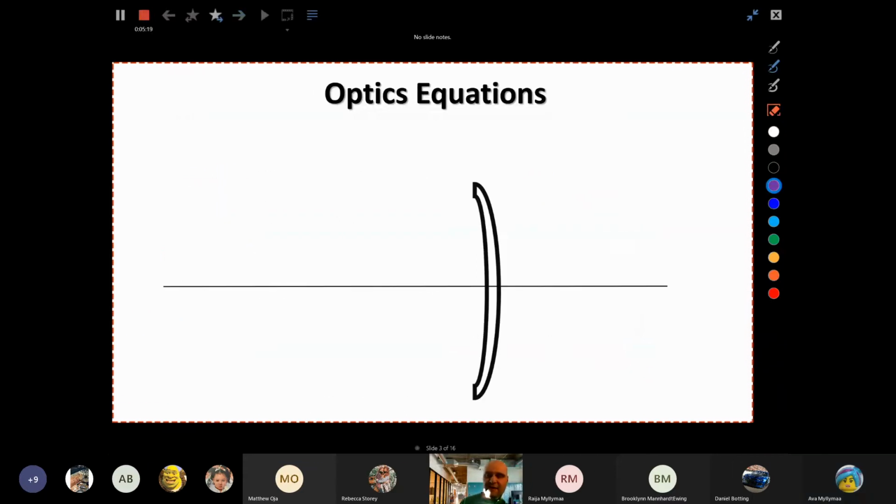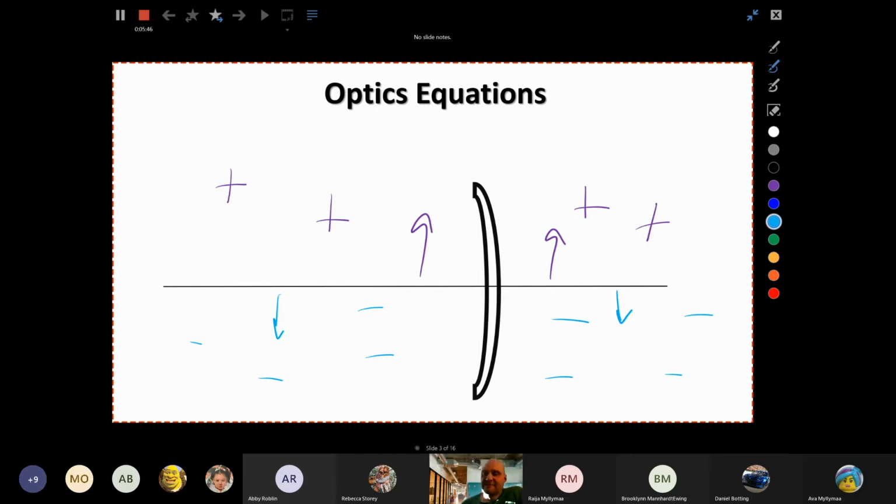Okay, could you leave it up for a little bit longer? I guess I can't go back now, though. Do you want me to redraw it for you? This is what it looks like. So if you've got something pointing up, no matter where it is, plus. You've got something pointing down, negative. Tell me when.